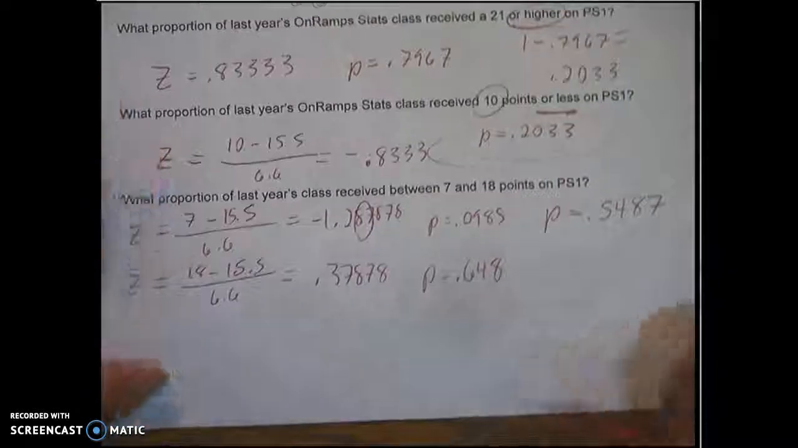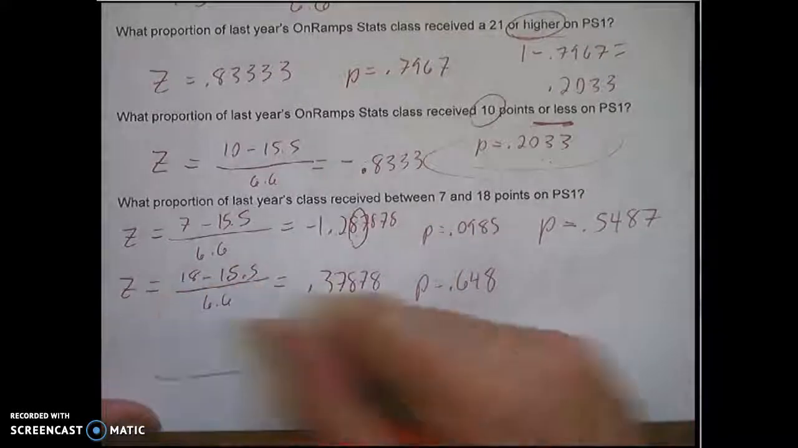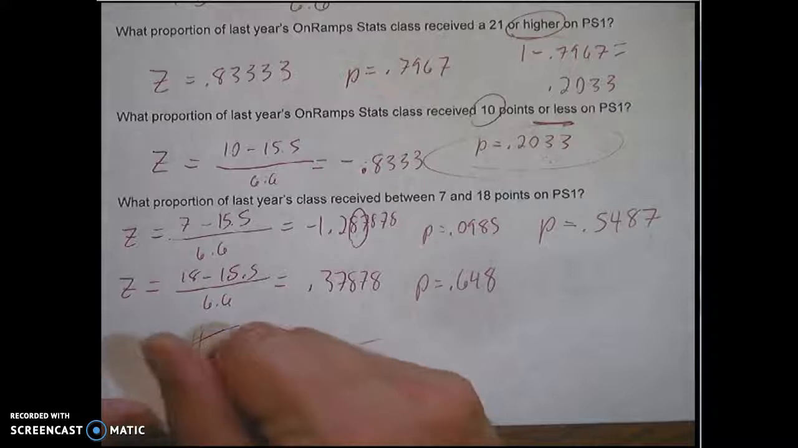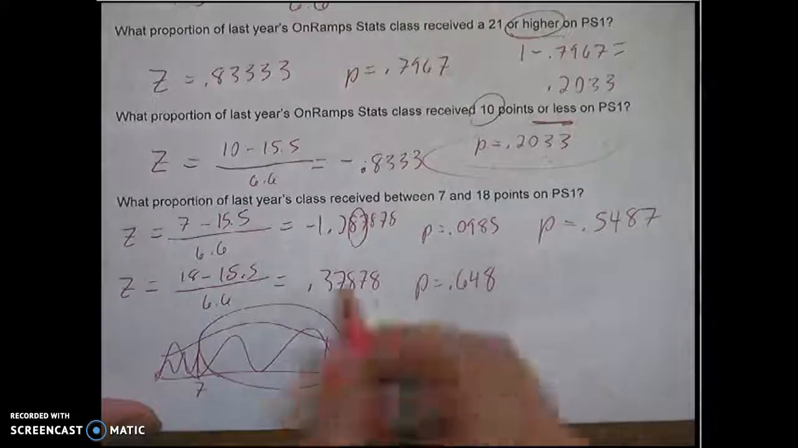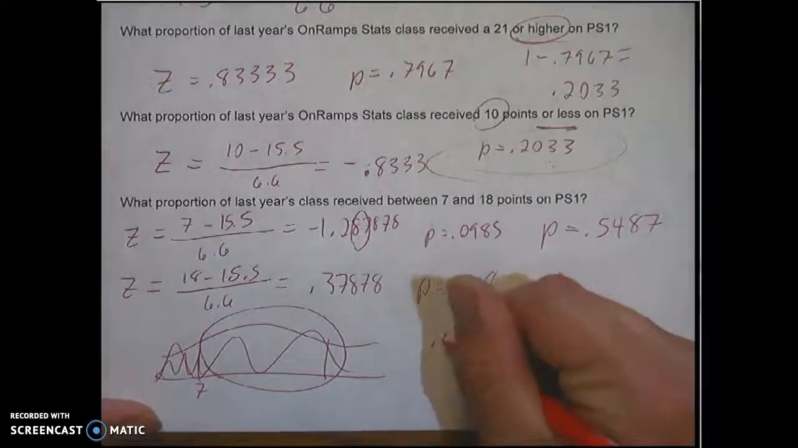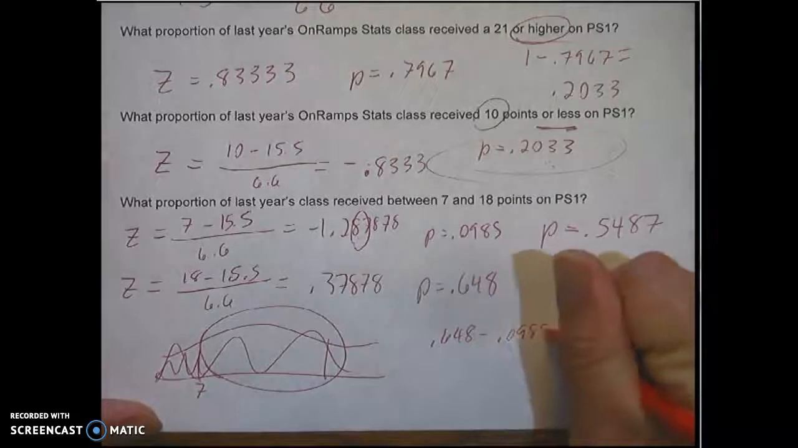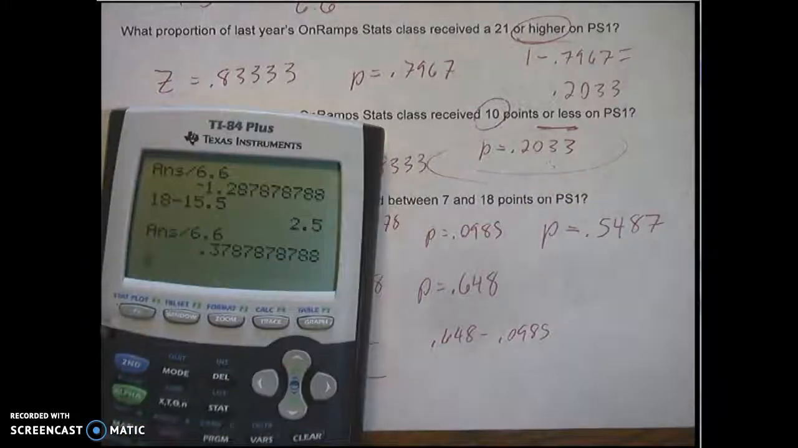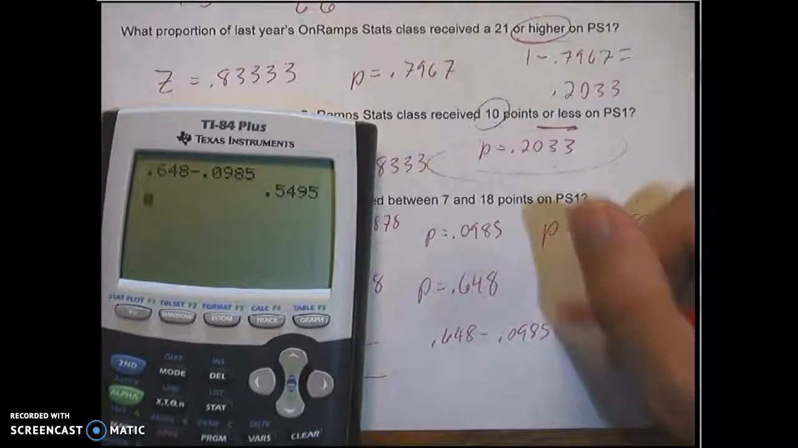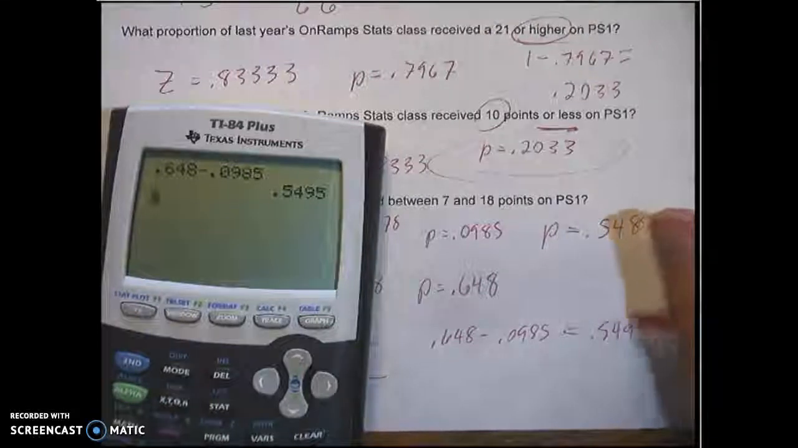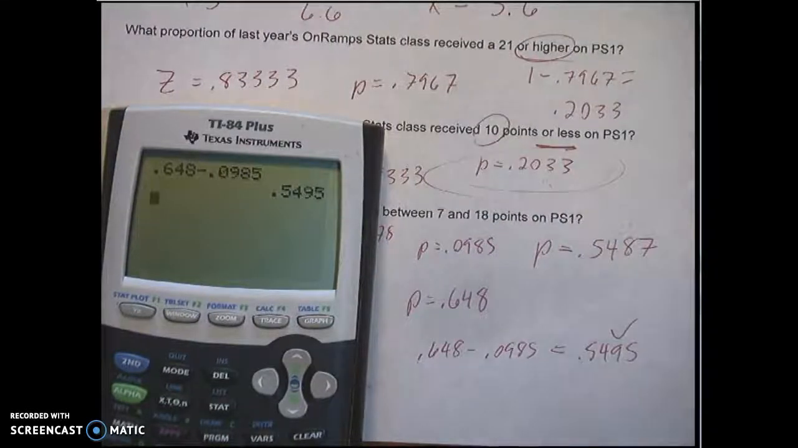Now, to get the probability that it's between these, this is to the left, so that 7 is to the left, and this 18 is to the left. To get just this stuff, I just need to subtract them. So it's simply 0.648 minus 0.0985, and hopefully that's pretty close to my 0.5487. Pretty dang close, but still not quite the same. This is the answer, 0.5495. That's the one you're going to want to type in. But hey, I'm feeling pretty good about it.